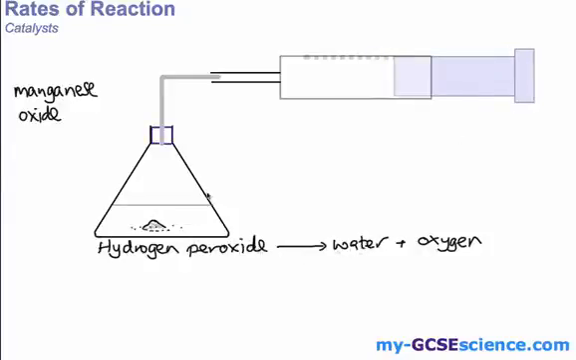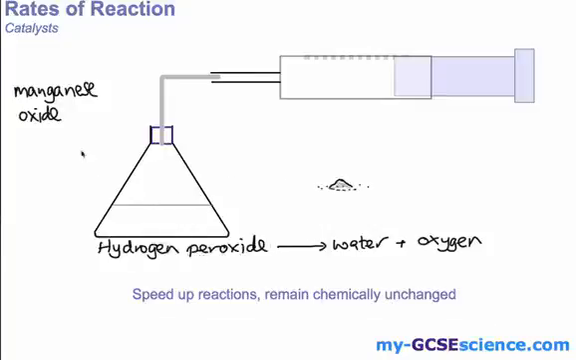Now, manganese dioxide in this case is an example of a catalyst, and a catalyst, quite importantly, is something that can speed up a chemical reaction, but it remains unchanged by that reaction. So that means if I was to take out this manganese oxide at the end of this reaction, I could refill the flask and reuse this manganese oxide to speed up a second reaction, and in actual fact you can use it over and over again.